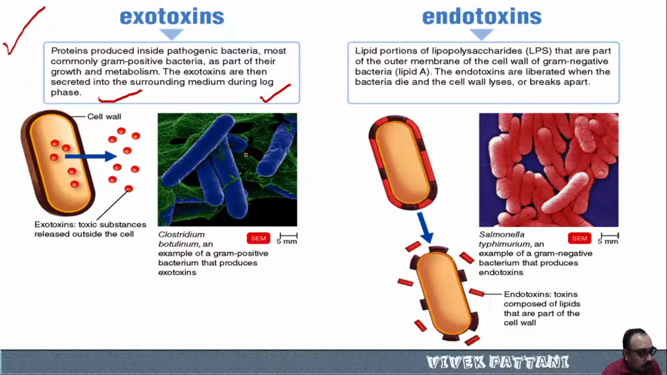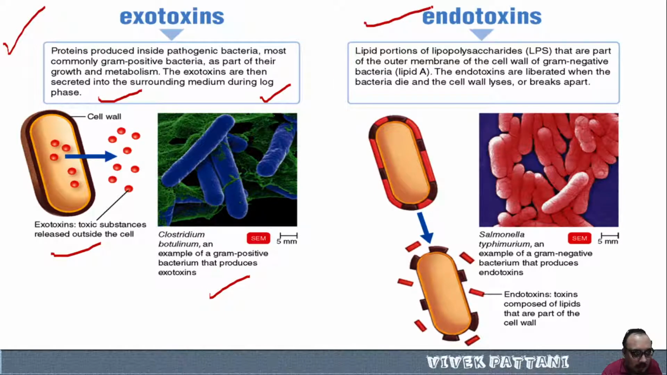Now comes the photograph given here. It's a diagram where you can see exotoxins are released outside the cell. Another example which is able to produce an exotoxin is Clostridium botulinum.